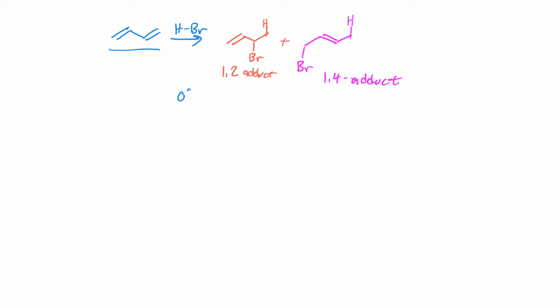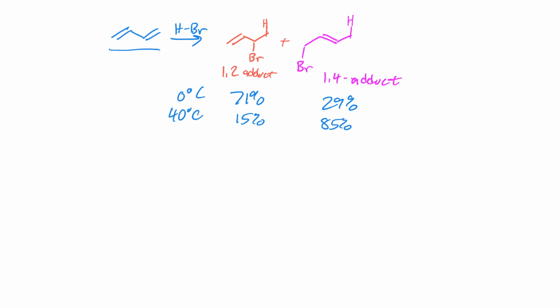So at 0 degrees, scientists observe that we get 71% of the 1,2 adduct and 29% of the 1,4 adduct. When we increase the temperature, we essentially reverse the ratio. We get 15% of the 1,2 adduct and 85% of the 1,4 adduct. And so what is going on here?